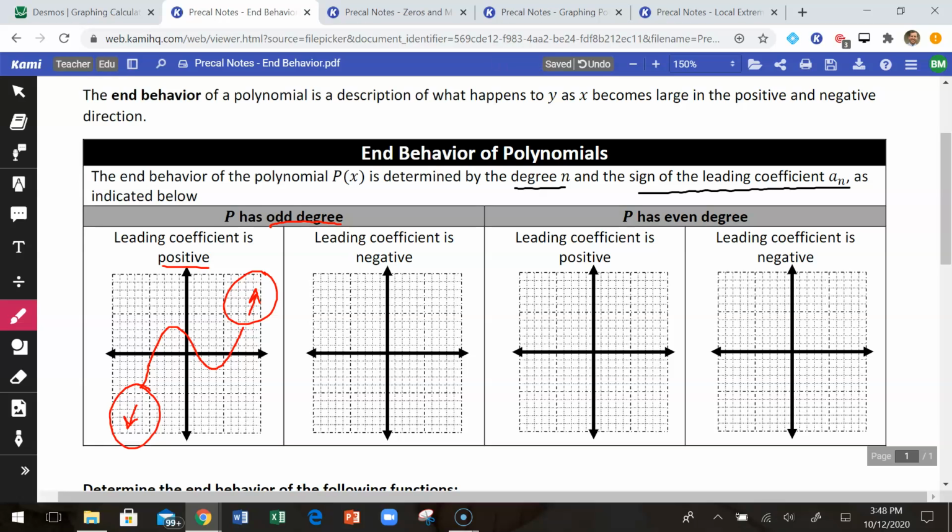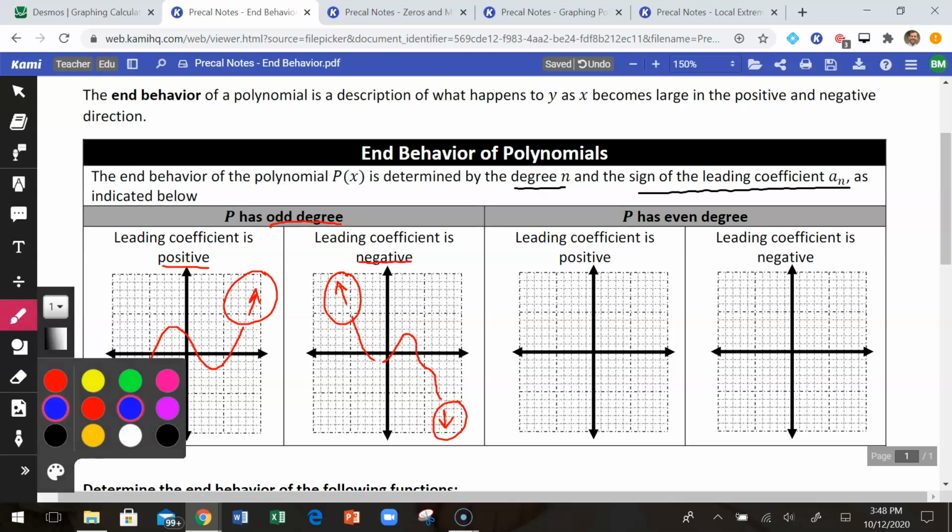If p has an odd degree again, but the leading coefficient is negative, then we're going to flip this, and the end behavior goes up and down. Again, you could be doing a lot of different things in between there. It could just be a line, but the idea is at the end of the graph, we are going up on this side and down on this side.